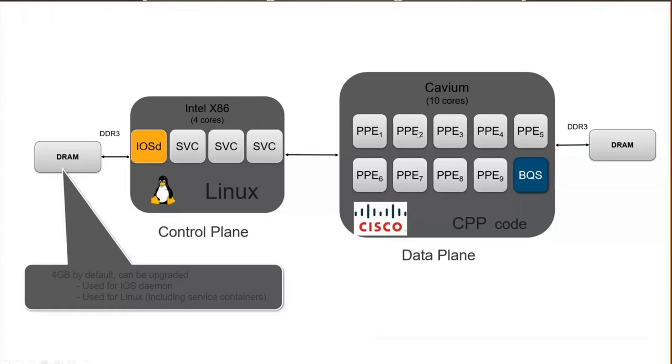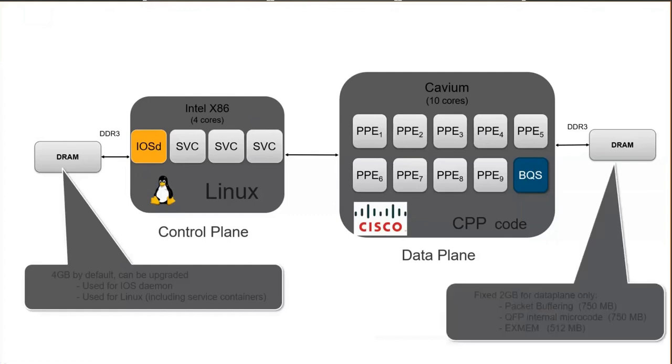Again, we have the PPE, the packet processor, and BQS for buffering, queuing, and scheduling. They'll be sharing the same DRAM, but there will be a fixed amount of memory allocated for both control plane and data plane. If you see here, a fixed 2 GB for data plane only, packet buffering will have 750. QFP internal microcode, those PPEs will have 750, and XMEM will have 512 MB.